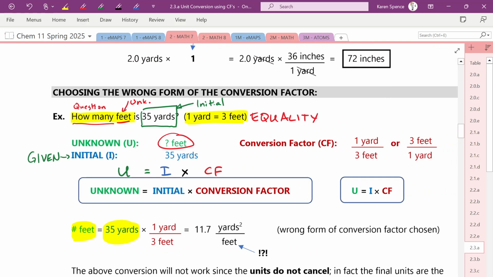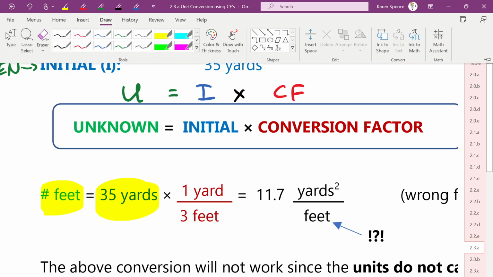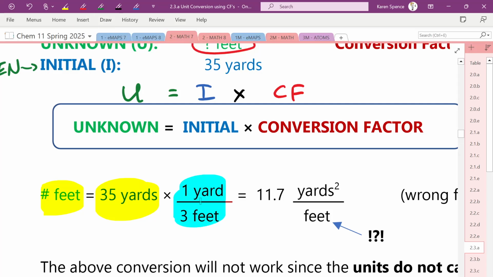Now, what if I chose 1 yard over 3 feet? It wouldn't work. Do you see how the yards do not cancel out? Instead you would end up with yards squared, and the feet are not canceled with anything, so we have yards squared over feet, and you'd be like, what is a yard squared over feet? That's one reason why writing out your unit conversion this way will keep you from making mistakes like that.